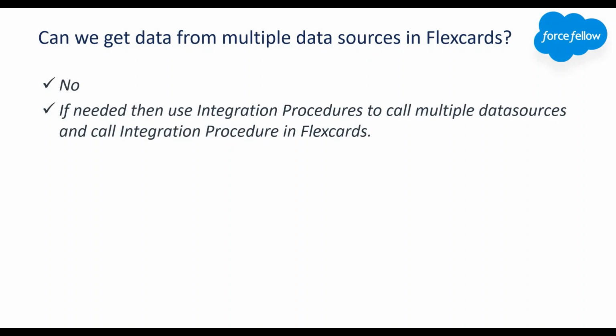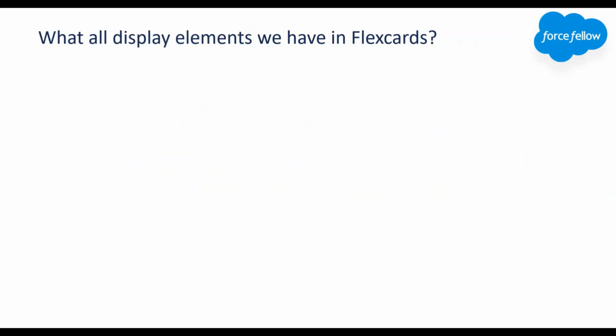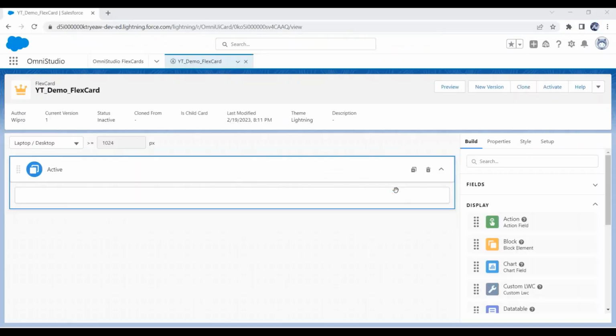Okay. Now next we have, what all display elements do we have in Flexcards? Let me show you that in my org. This is my demo Flexcard, and in this Build tab, you will see a Display section, and here we have many elements to design our Flexcard. First we have action. We can say this is a kind of button which can help us perform many operations like launch or update an OmniScript, navigate to a web page or application, display a modal pop-up, and many other operations.